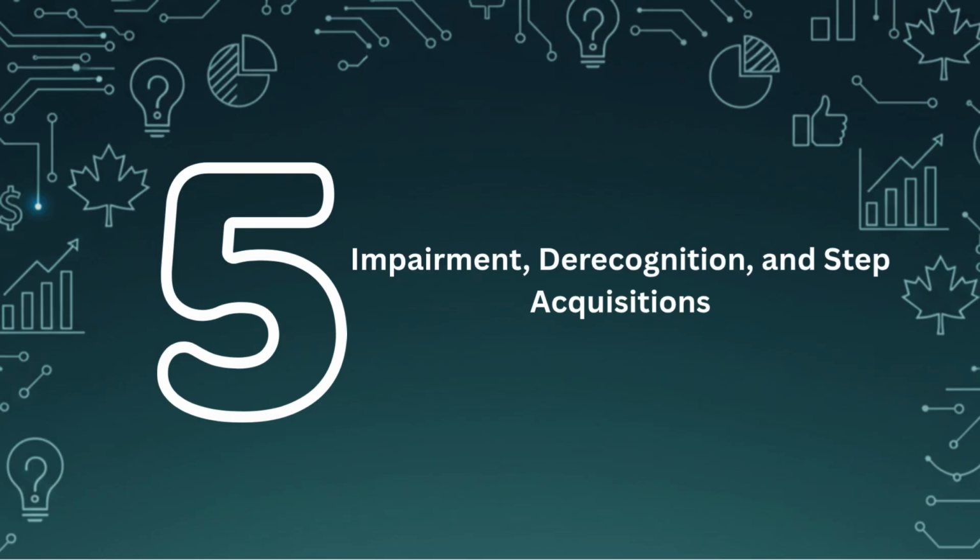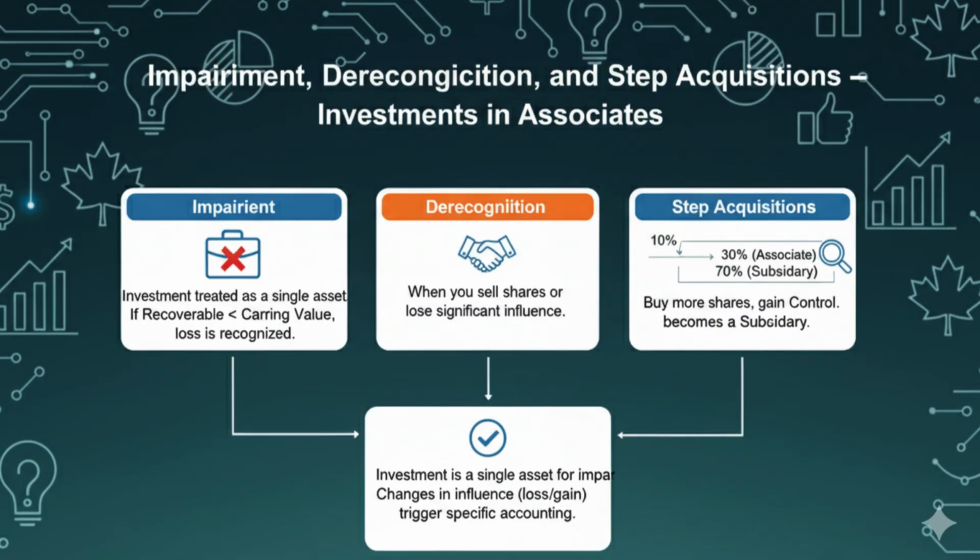Now let's look at what happens when the relationship itself changes, through impairment, losing influence, or stepping up to control. Investments in associates can be written down for impairment. Unlike direct asset tests, under IFRS, the investment is treated as a single asset. If the recoverable amount is lower than the carrying value, the loss is recognized. Derecognition happens when you sell or lose significant influence, and if you buy more shares and gain control, it becomes a subsidiary, triggering a step acquisition.